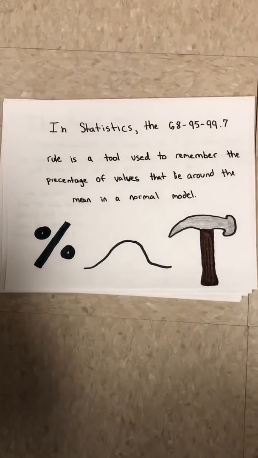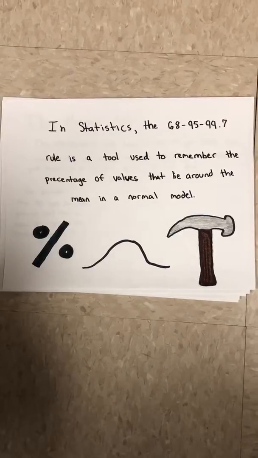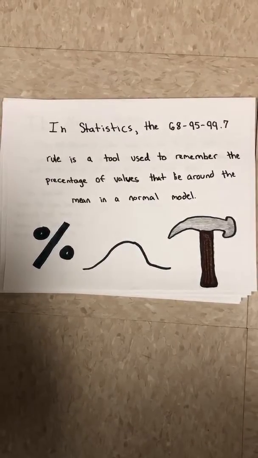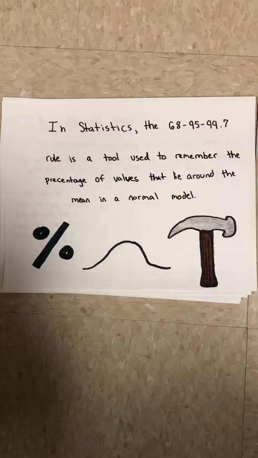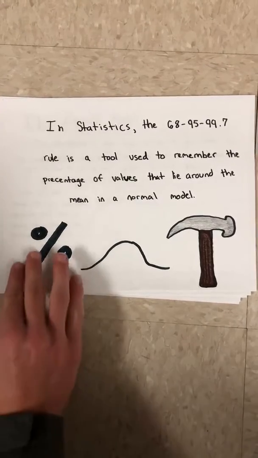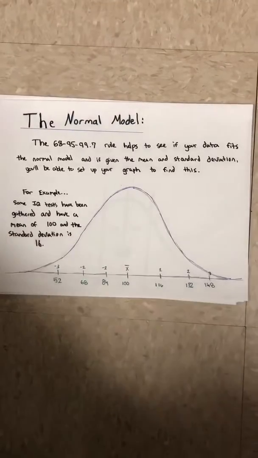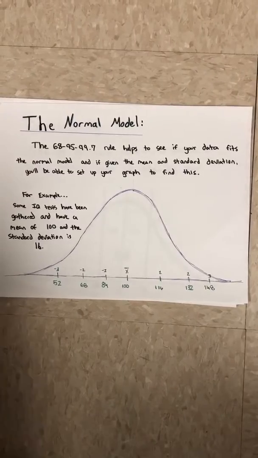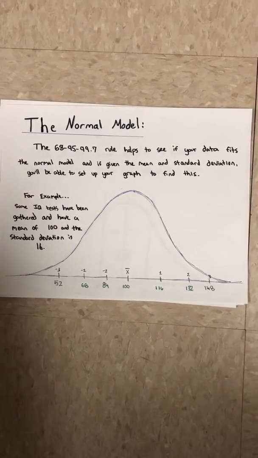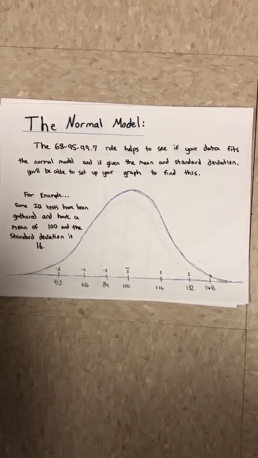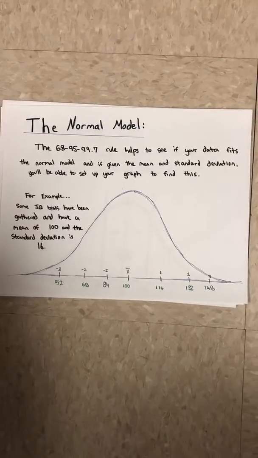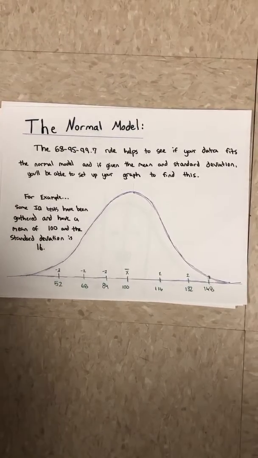In statistics, the 68, 95, 99.7 rule is a tool used to remember the percentage of values that lie around the mean in a normal model. The 68, 95, 99.7 rule helps us see if your data fits the normal model, and if given the mean and standard deviation, you'll be able to set up your graph to find this.